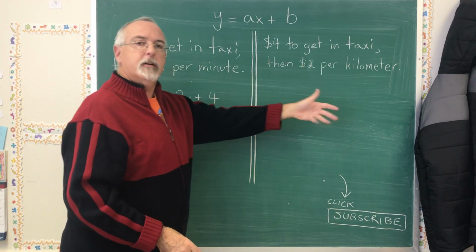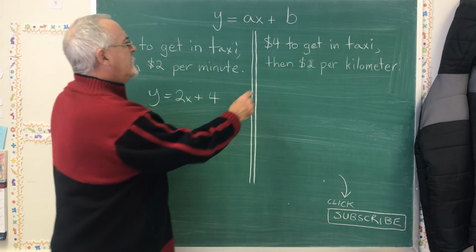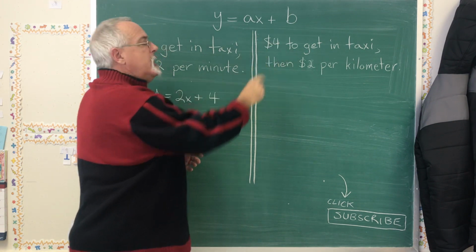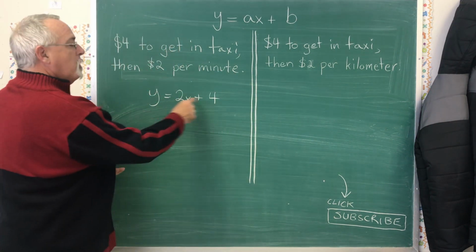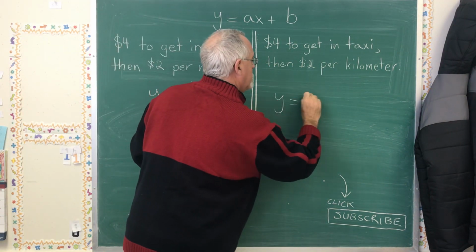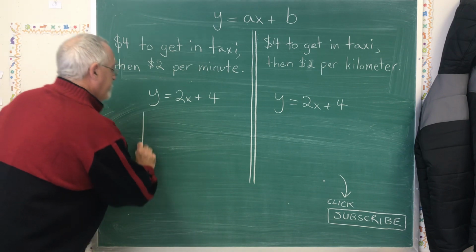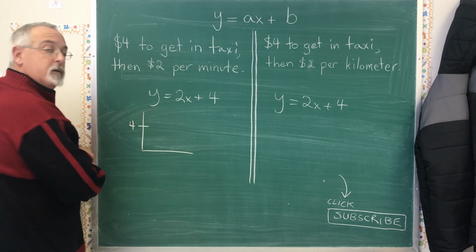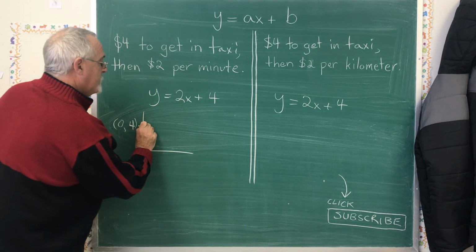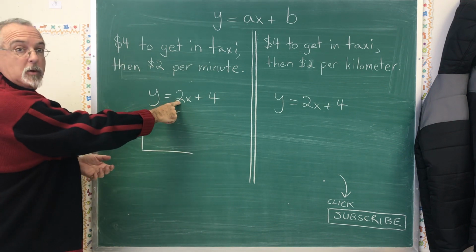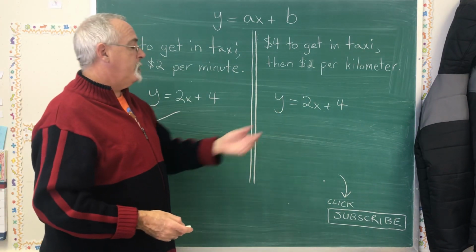The same thing happens over here, except the unit has changed. You still have dollars on your y-axis, but instead of having minutes on your x-axis, you're having kilometers on your x-axis. We still get y equals 2x plus 4 over here. When we graph this, 4 is the y-intercept, so we have the point (0, 4). And the line has a positive slope because the slope is a positive number. And you get to see a little picture of your taxi ride. The same picture would happen over here with this one.